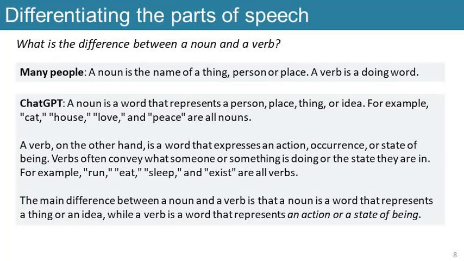Imagine someone asked you, what is the difference between a noun and a verb? How would you answer? Many people would say something like, a noun is the name of a thing, person or place. And a verb is a doing word. Here is ChatGPT's more detailed answer to the question. Pause the video to read what it says.